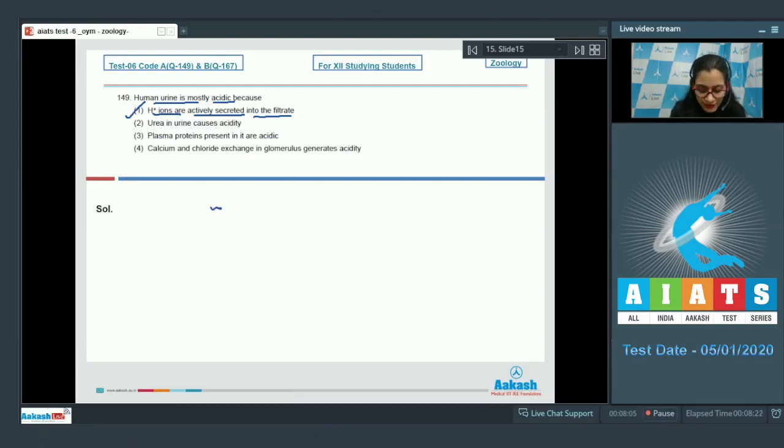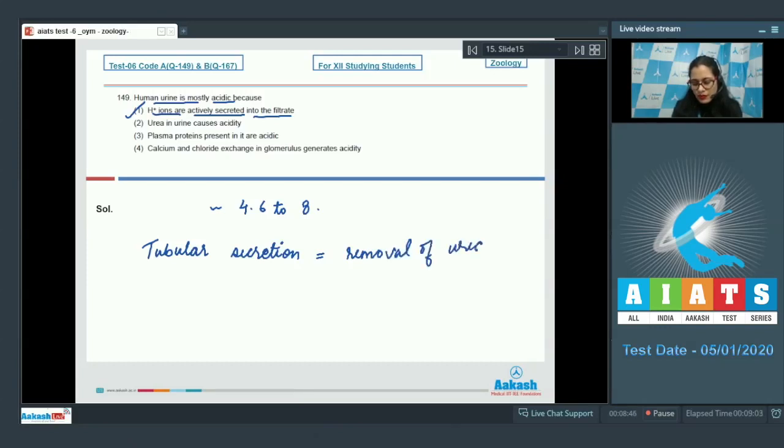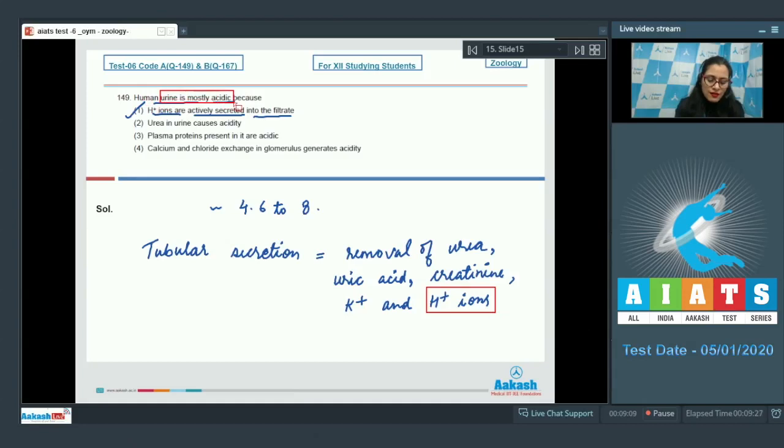The pH of urine usually varies between 4.6 to 8. Tubular secretion involves removal of urea, uric acid, creatinine, potassium ions and hydrogen ions. And it is mainly the removal of hydrogen ions which is responsible for the acidic nature of urine. So the correct answer is option number 1.